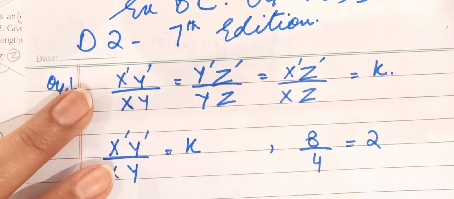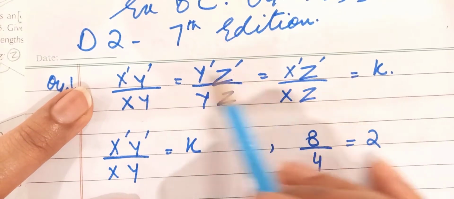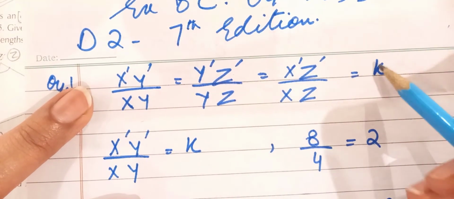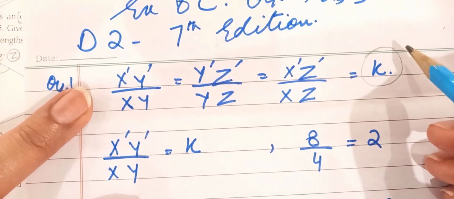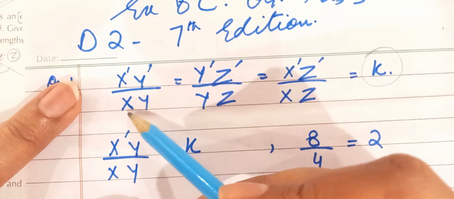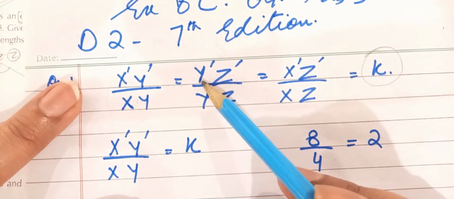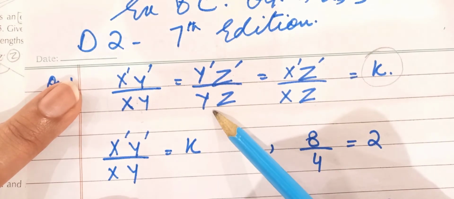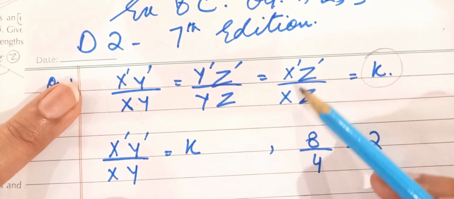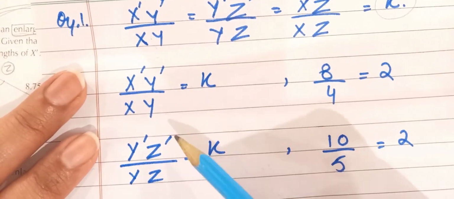We establish whether they are proportional or not. Here we don't know the measurements, but whatever measurements they have, the ratio should be equal to a constant. Constant means any number which is stable. If we divide x dash y dash by xy, the result would be the same as when we divide y dash z dash by yz, and the same as when we divide x dash z dash by xz. We can do it like that as well.